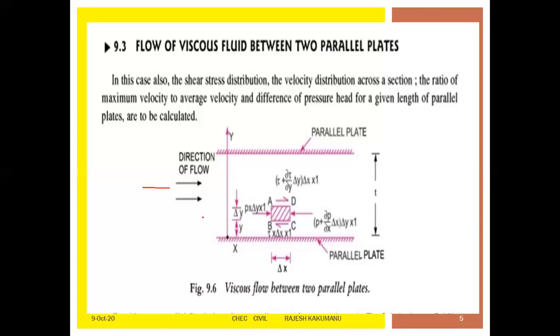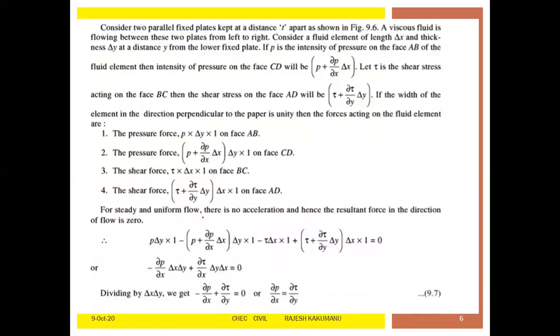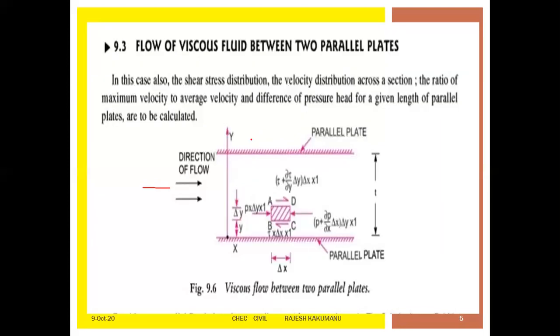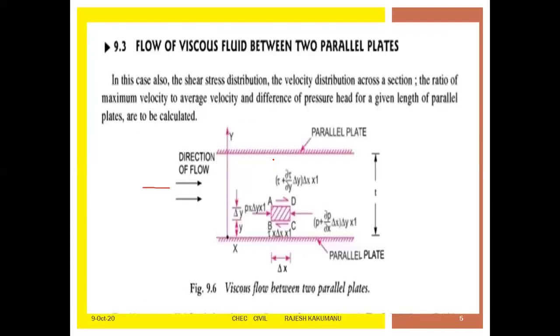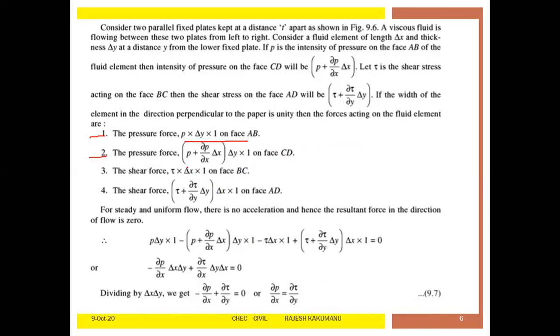So like this, we have already discussed this type of derivation in an earlier class. So with that figure, we are taking the pressure force p into delta y into 1 on face AB. So if you see the figure, AB, this one. So the pressure force is this one. Next, the pressure force on the CD. CD means the opposite side, this one. So here CD is p plus dou p by dou x delta x into delta y into 1.